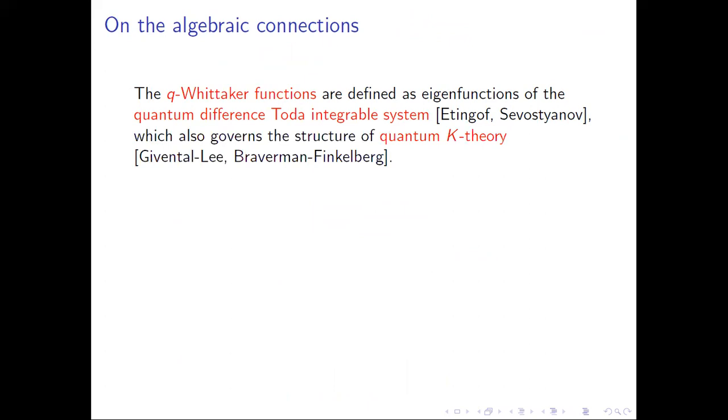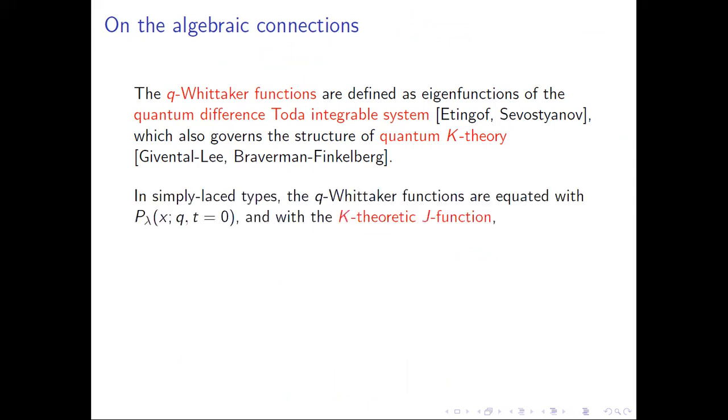And this also governs the structure of quantum K-theory, as shown in type A by Givental and Lee and in general by Braverman and Finkelberg. So in simply laced types, the connections I mentioned before, what they are more explicitly, they say that the q-Whittaker functions are equated with the symmetric Macdonald polynomial specialized at t equals 0. And in quantum K-theory, they are equated with the so-called K-theoretic J function.